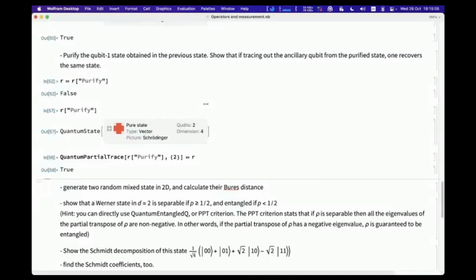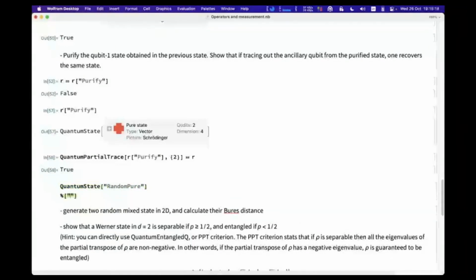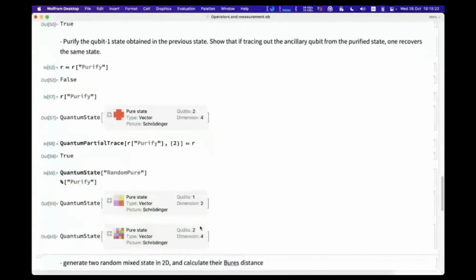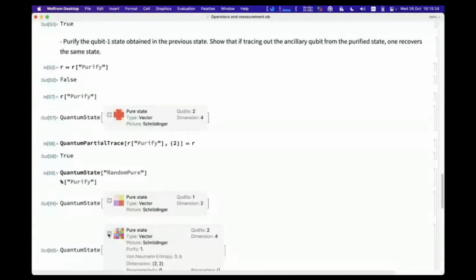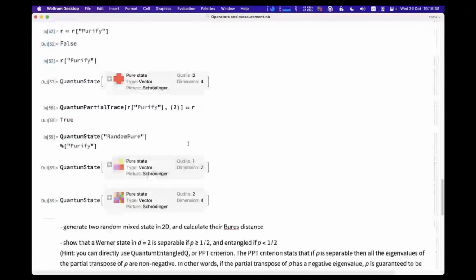Of course, if your state is originally pure, if you purify that, it's not going to change anything. So remember, purification always means going into a higher dimension. Those amplitudes are basically a trivial process, let's put it in this way. Just a quick comment.